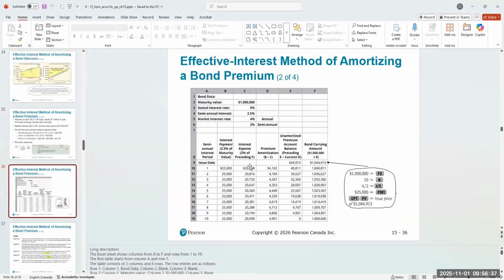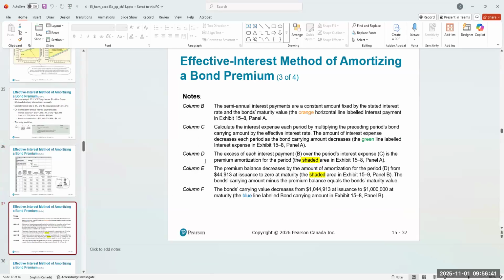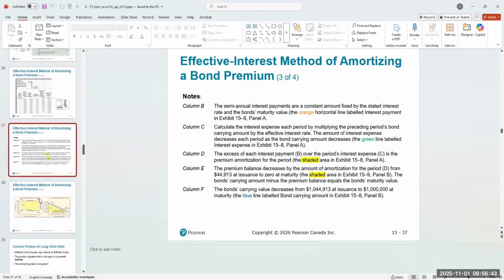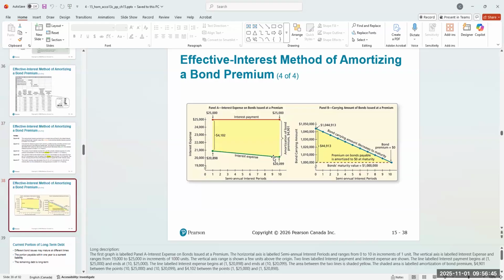So again, if we take a look at the chart, this is the explanation of every column of the chart. If you take a look closely, the interest payment is going to stay the same. Interest expense will be less than the interest payment, and it's going to go lesser and lesser, where the carrying amount of the bonds is going to start high and go down to $1 million over the life of the bond to catch this difference between the interest expenses.